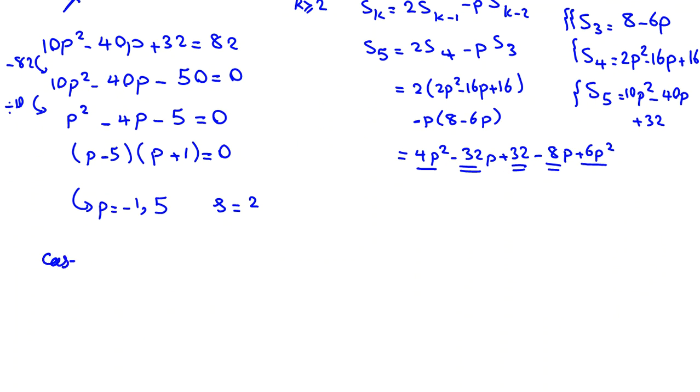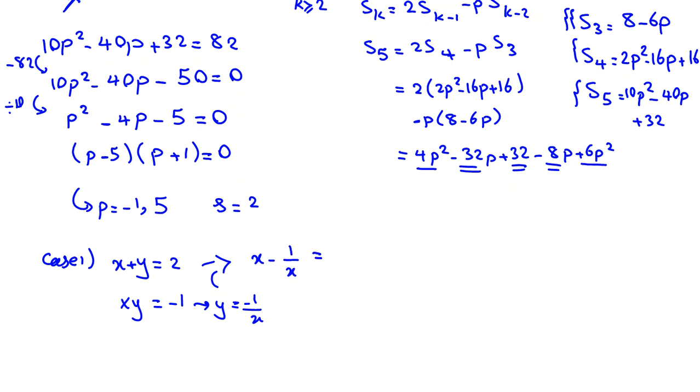The first case, case 1: x plus y, which is S, equal to 2 and xy equal to negative 1. So here, if I replace y with negative 1 over x, it will be x minus 1 over x equal to 2. And if you multiply by x on both sides, it will be x squared minus 1 equal to 2x. So x squared minus 2x minus 1 equal to 0.